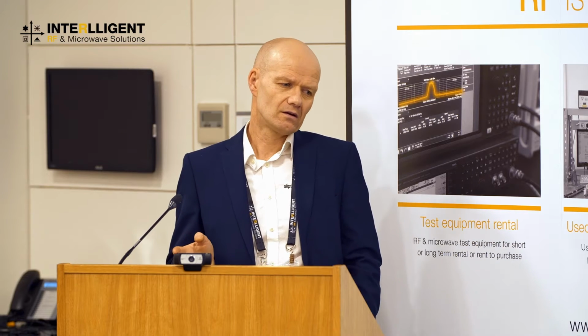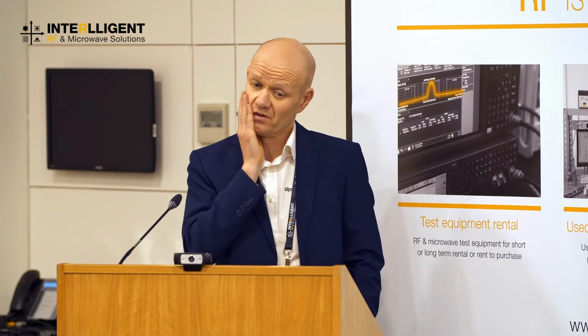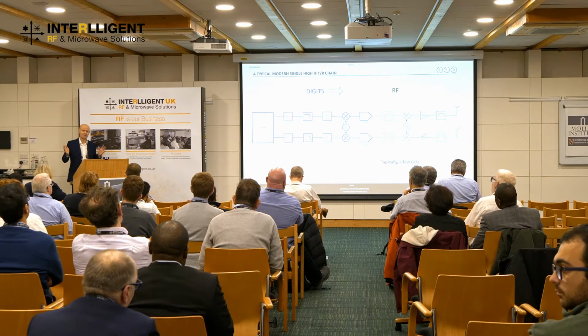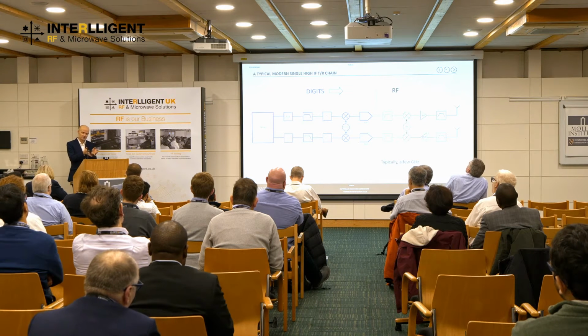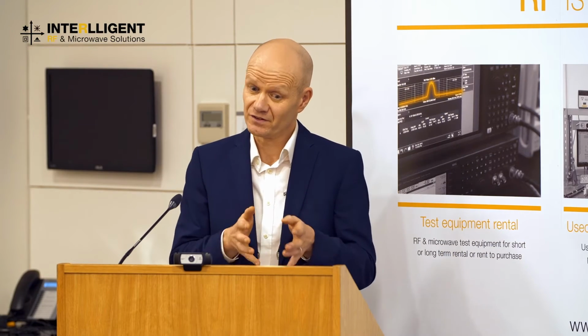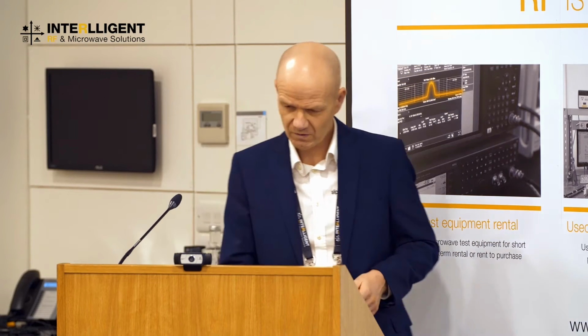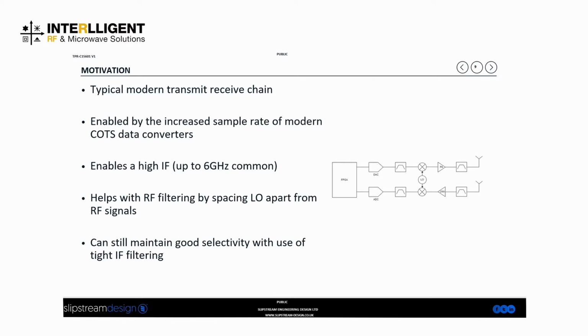So quite often you see IF frequencies of 1.5 gig, and in some applications we've worked on, the IF frequency is as high as 3 or 4 gig. The higher you can get it in some ways, the better, because that spaces the local oscillator and RF signal apart, and that eases the RF filtering. But maintaining this single stage of up and down conversion allows you to maintain the selectivity that you get from having those narrowband IF filters. This is quite a common topology that we see. That's pretty much what I just said.